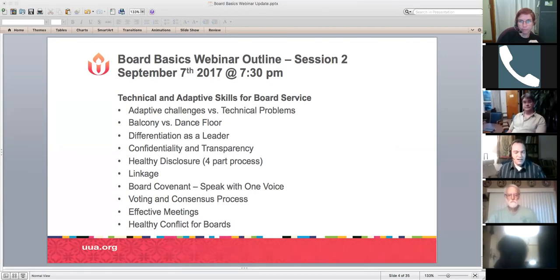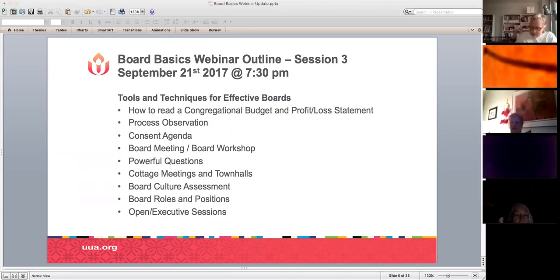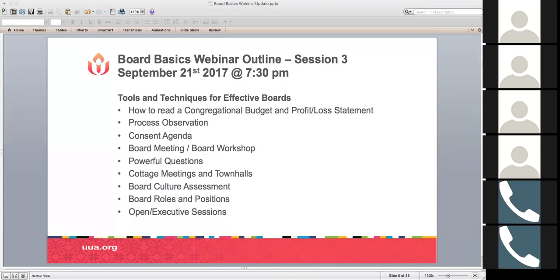Session 3 on September 21st is really the practical one. It's the workshop where, if you see, we're going from really theoretical to really practical in a spectrum. So in this one, we're going to talk about just some real basic tools, like how to read a congregational budget and profit and loss statement, which frankly, I didn't know how to do when I first served on a congregational board. We're going to talk about that. And it's not helped by the fact that every single one of our congregations has done it differently. Right?